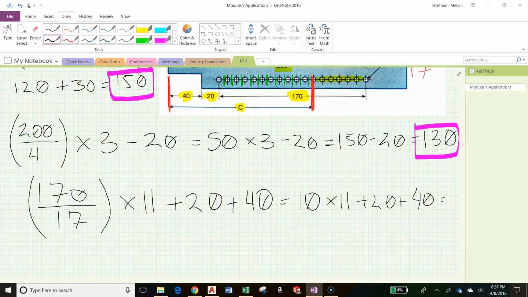And then we have 10 times 11, that's 110, plus 20 plus 40. 110 plus 20 is 130, and then plus 40 gives us 170. There's our answer.